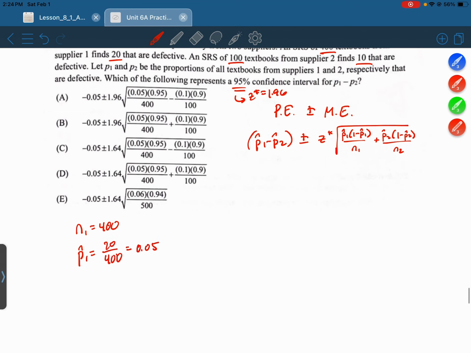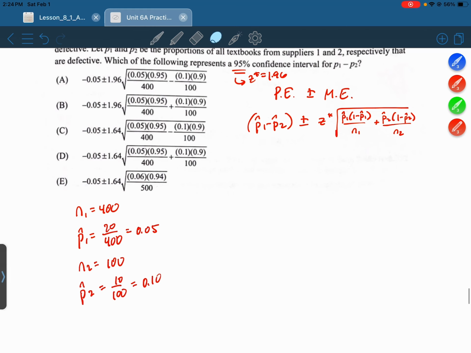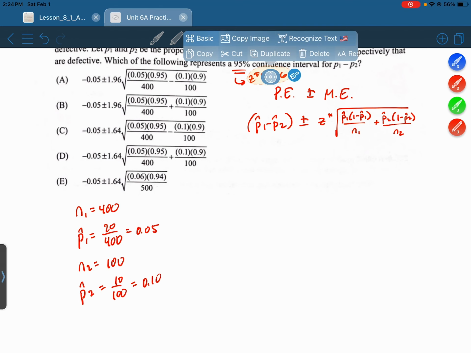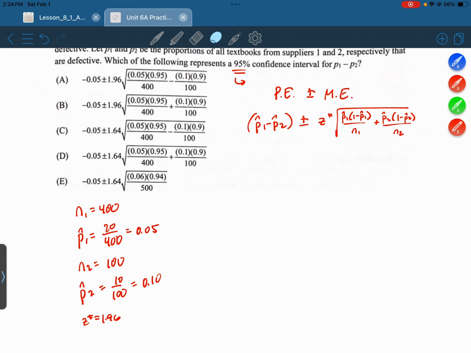Okay. The second supplier, we sampled 100, and 10 were defective, so the proportion of defective from supplier 2 was 10 over 100, which is 10%. And then, of course, we already figured out the critical value is 1.96. All right, so that should be all we need to plug in and compute this.